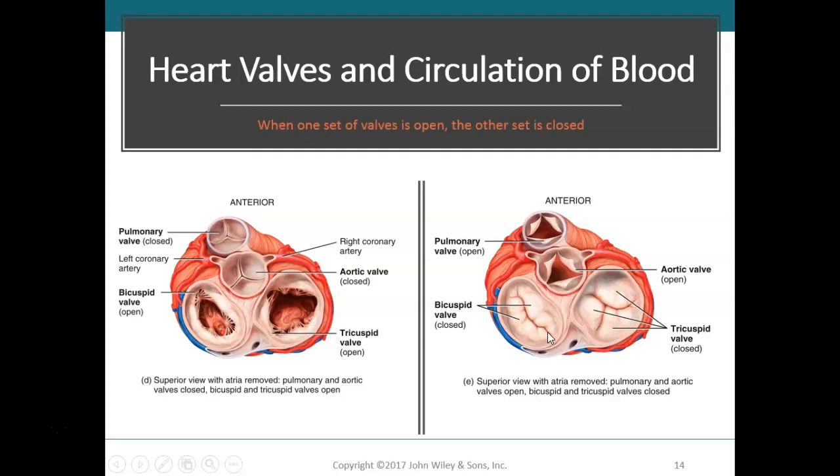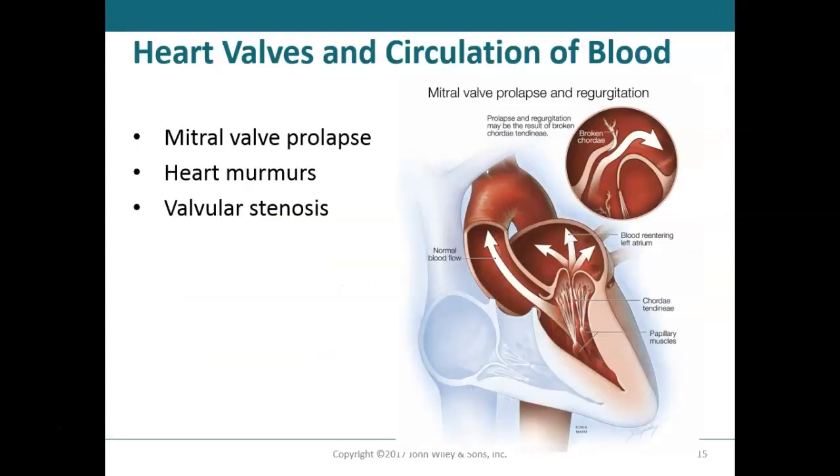When the bicuspid valve and the tricuspid valve are closed, that means the ventricles are contracting and pulling on those papillary muscles and chordae tendineae. So the ventricles are contracting. That means we need to send blood out through the pulmonary trunk and the aorta. So your semilunar valves are open, your atrioventricular valves are closed.